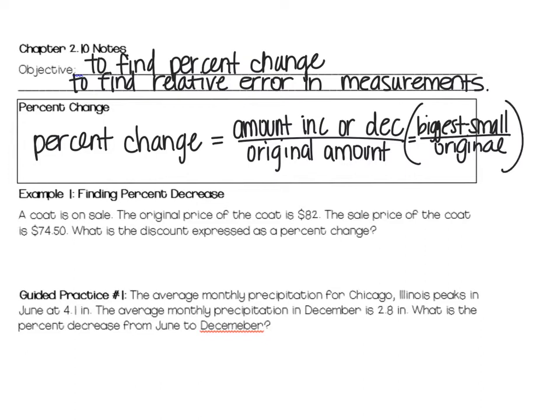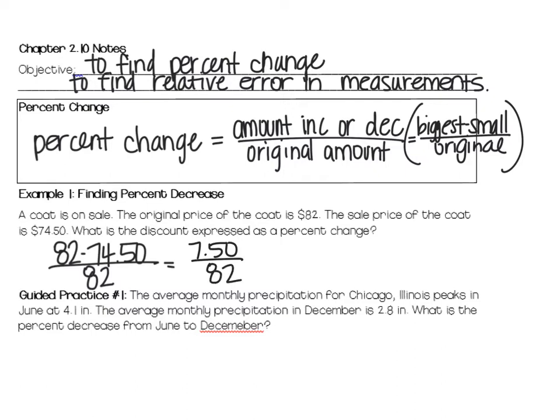Okay, example 1. A coat is on sale. The original price of the coat is $82. The sale price of the coat is $74.50. What is the discount expressed as percent change? So our percent change is going to be biggest minus smallest divided by original, 82. The difference is 7.5 or $7.50.